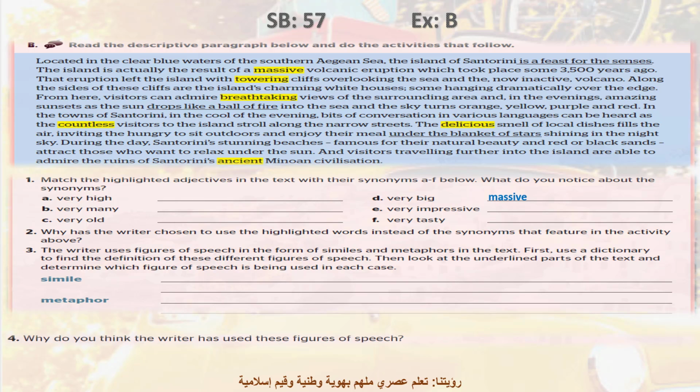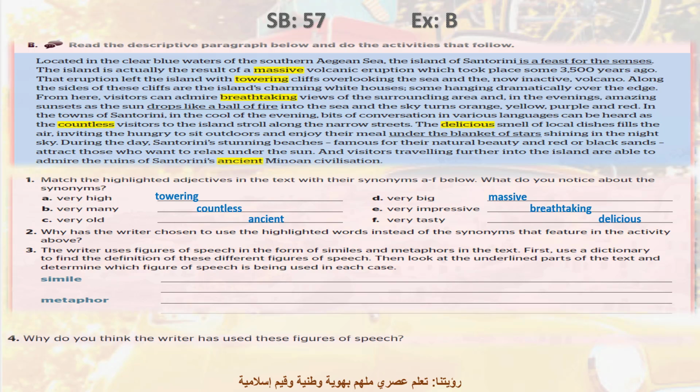Here are the answers. Yes, what's the synonym of towering? True, very high, which is A. What about the synonym of breathtaking? Yes, E, very impressive. Let's move to countless. Yes, very many, a lot. What about delicious? Yeah, very tasty. And finally, what about ancient? Yes, very old.